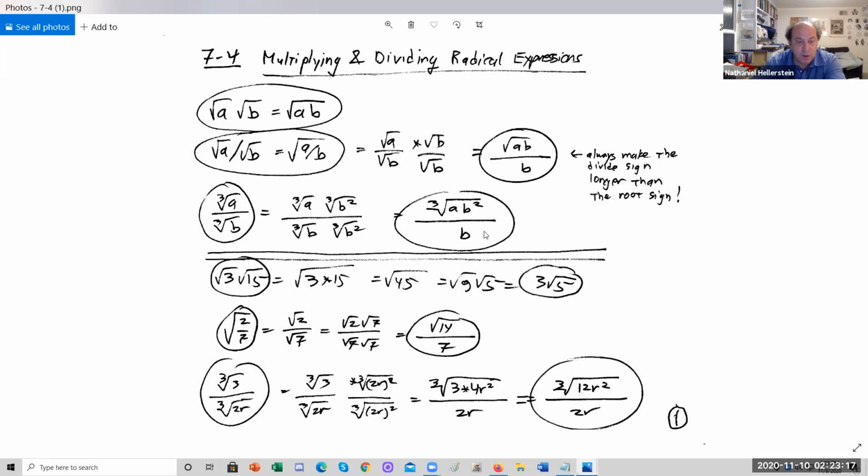Okay. So for example, root 3 times root 15. That's root of 3 times 15. That's root 45. Largest square factor of 45 is 9. 9 times 5. Root 9 is 3. So this becomes 3 root 5.